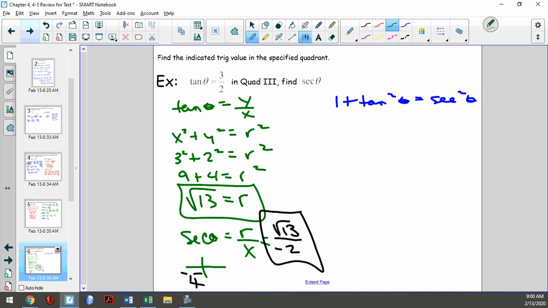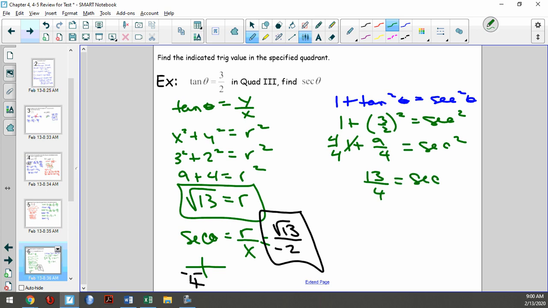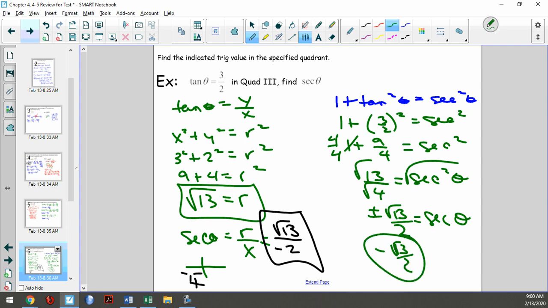If you want to find secant doing it the other way, it's very simple. This is going to be 1 plus 3 over 2 squared. So that's going to be 1 plus 9/4. This is 4 over 4. So that's going to give you 13 over 4 is equal to the secant squared of theta. Take the square root. And that's plus or minus the square root of 13 over 2 is equal to the secant. But you have to know that you are in quadrant 3, so therefore you want negative square root of 13 over 2 because you are in quad 3. You with me? Same exact philosophy though.